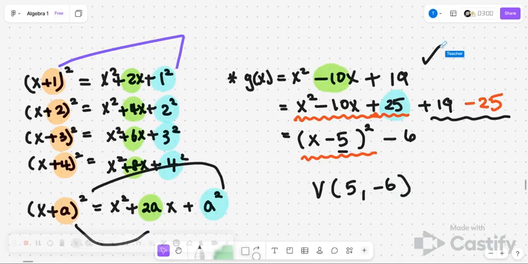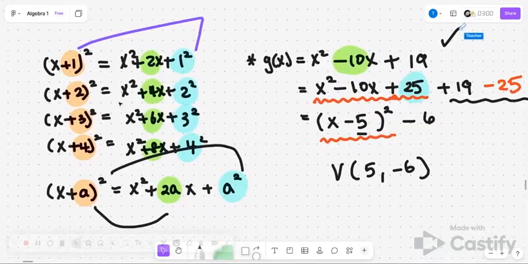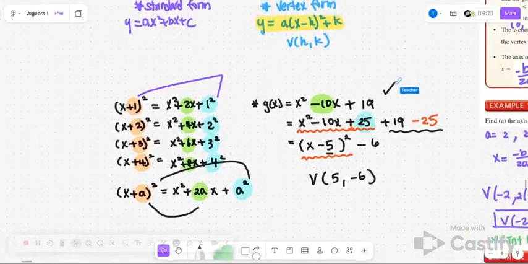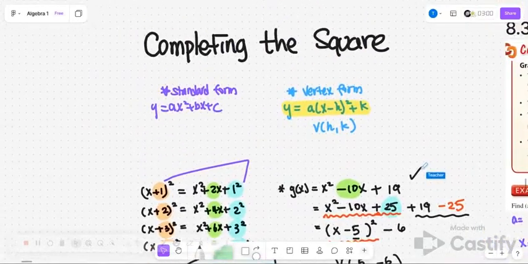So this is about completing the squares, and I hope you understand the relationship between the numbers here, and I hope this helps to understand about completing the squares.